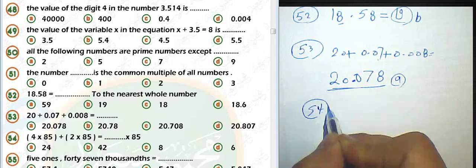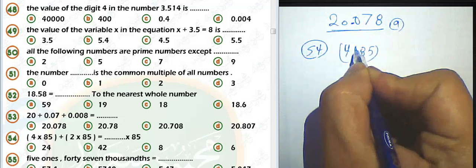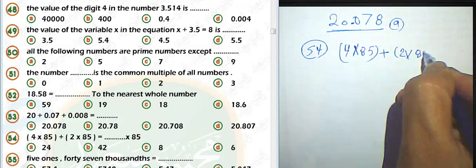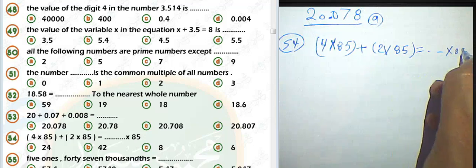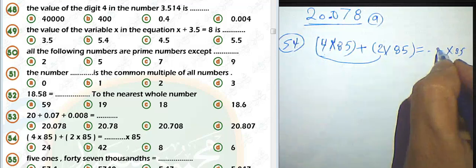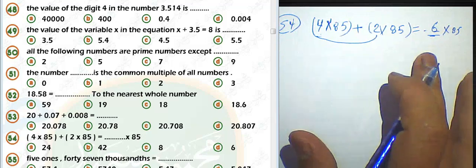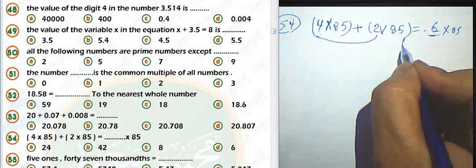Question 54. 4 multiplied by 85 in brackets plus 2 multiplied by 85 equals space multiplied by 85. We can add 4 plus 2 equals 6. We use the distributive property. So we must write 6. About question 54, choose 6, letter D.